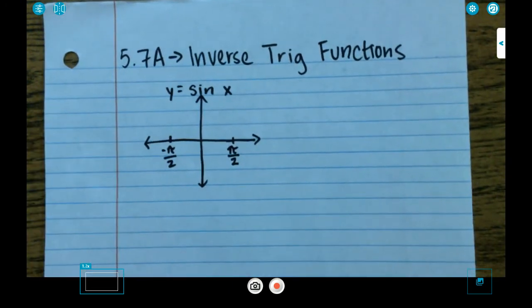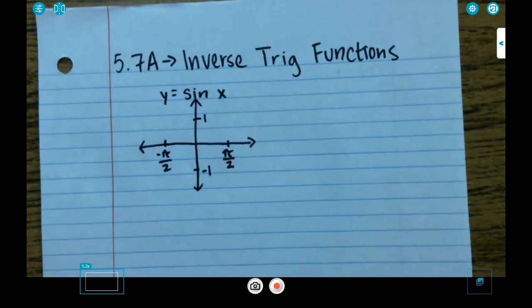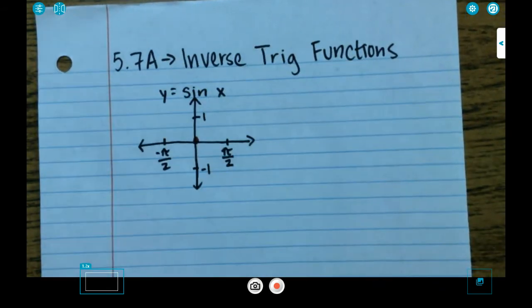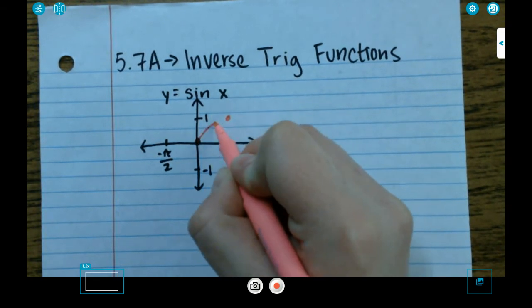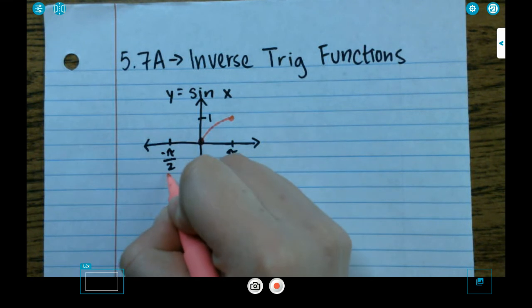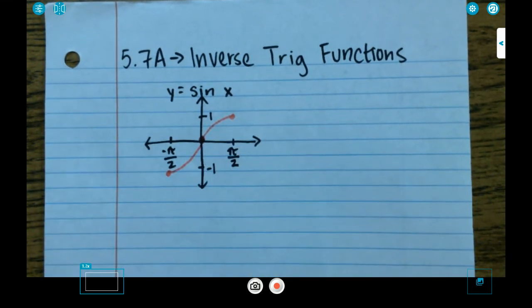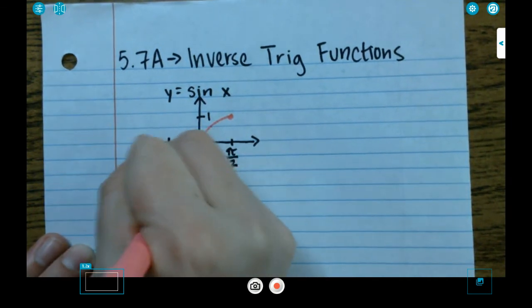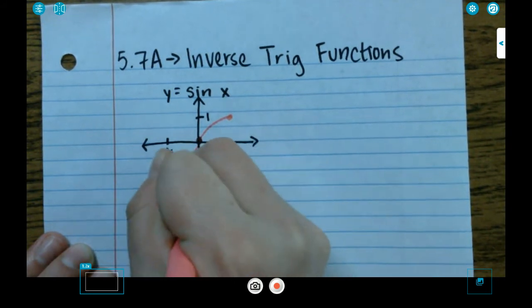And I know that sine of 0, and I'm going to label this, we'll put 1 there and negative 1 there. I know that sine of 0 is 0. And then I know that sine of pi over 2 is 1, and it curves up this way. And then I know that sine of negative pi over 2 is negative 1, and it curves this way. So this is the little chunk of our sine graph that we are going to find an inverse for. So this is from negative pi over 2 less than or equal to x less than or equal to pi over 2.